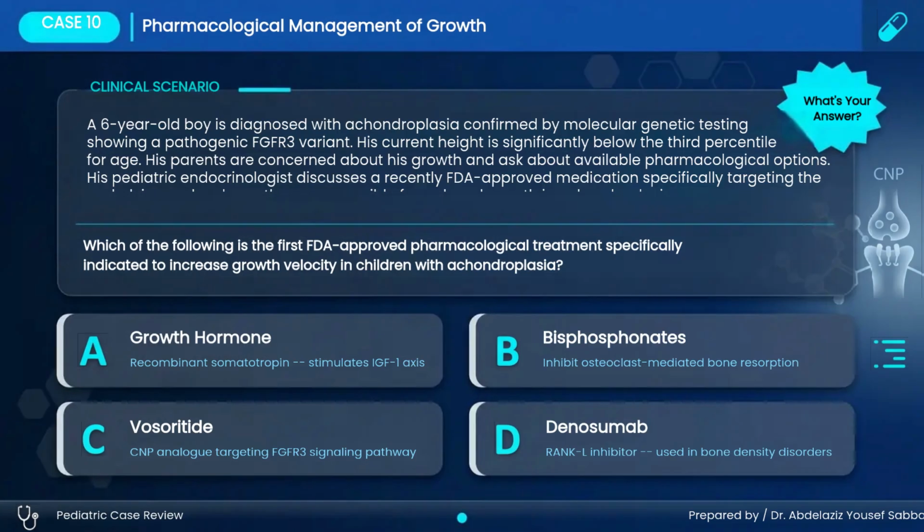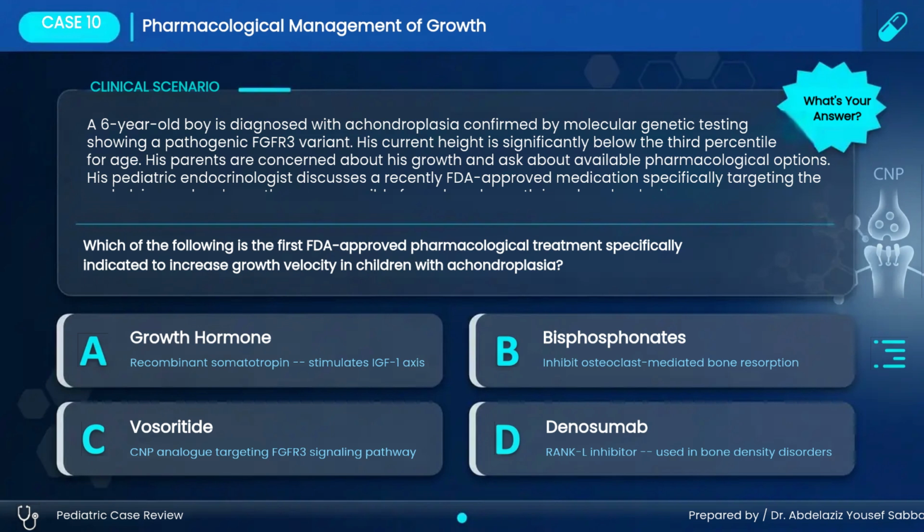Case 10. A 6-year-old boy is diagnosed with achondroplasia confirmed by molecular genetic testing showing a pathogenic fibroblast growth factor receptor 3 variant. His current height is significantly below the 3rd percentile for age. His parents are concerned about his growth and ask about available pharmacological options.